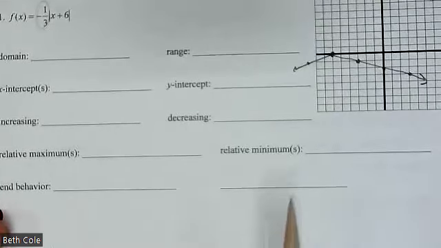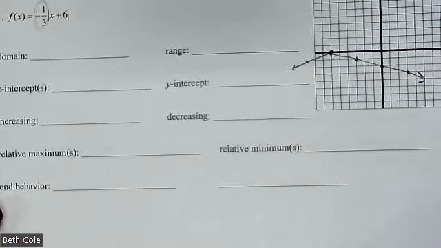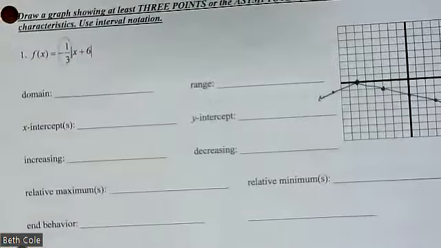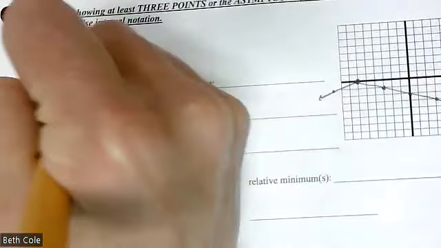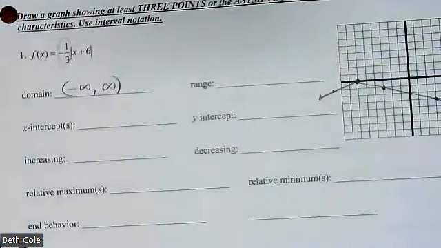So domain, you're going to go left to right. Does it go left forever and right forever? You got everything? Okay, so how do we write that then? Good. Negative infinity, positive infinity. Those get parentheses because infinity is not a number. You can't bracket that.